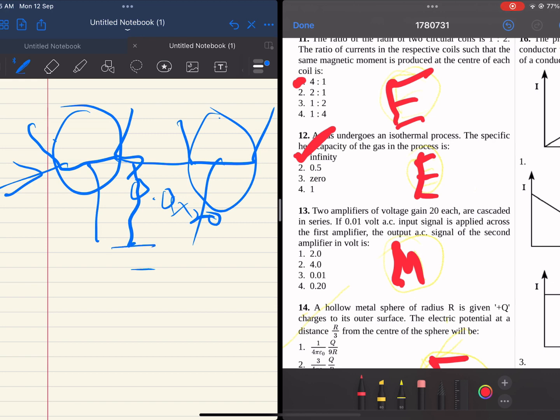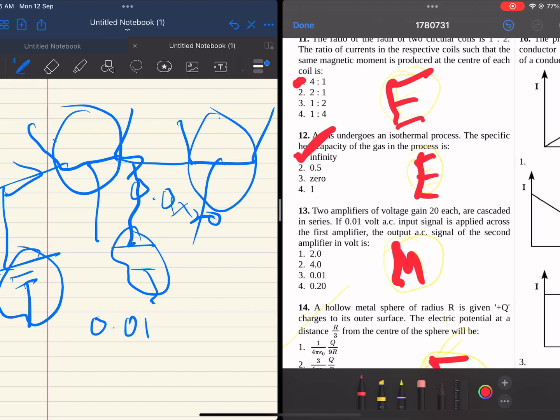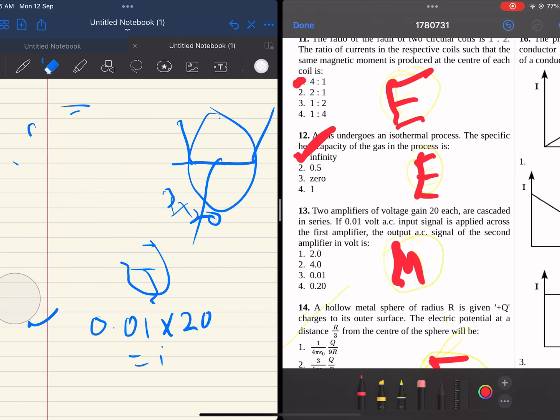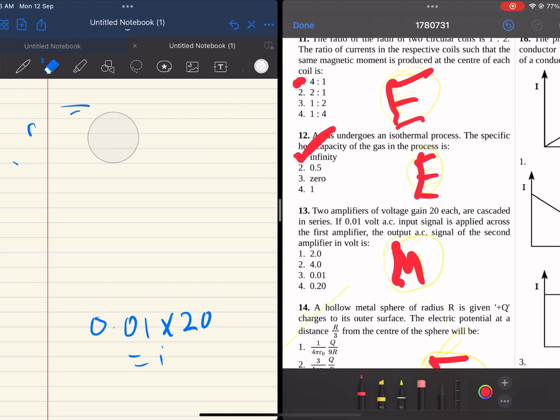This is the input voltage for the first amplifier. This is the output voltage for the first amplifier, which will be the input voltage for the second amplifier. So 0.01 into 20 is equal to the input voltage of the second amplifier, or the output voltage of the first amplifier.